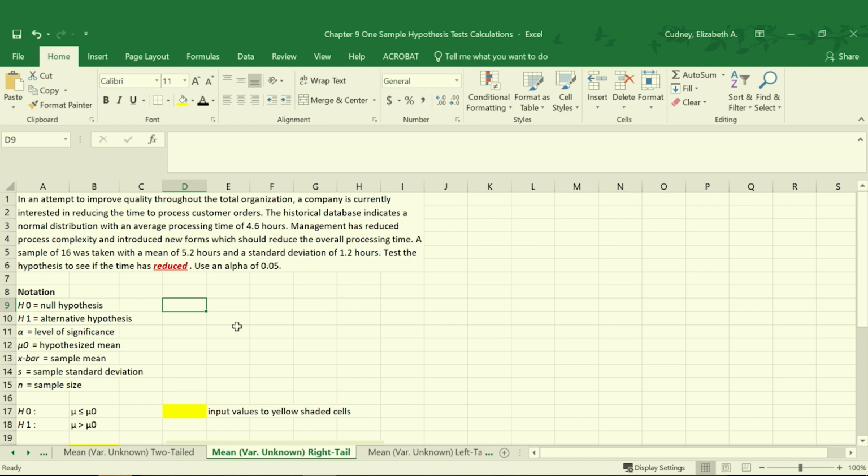Management has reduced the process complexity and introduced new forms which should reduce the overall processing time. A sample of 16 was taken with a mean of 5.2 hours and a standard deviation of 1.2 hours. We're going to test the hypothesis to see if the time has reduced, and we'll use an alpha of 0.05. So a few things to point out initially in the problem. We're using a sample, which is how we know that this is the variance unknown version, and we're looking to see if the time has been reduced, so we're using the right-tailed test.